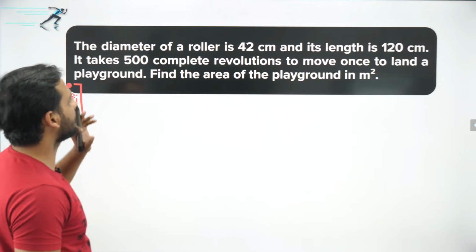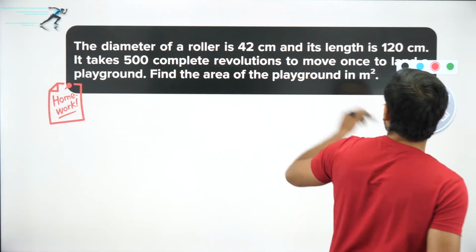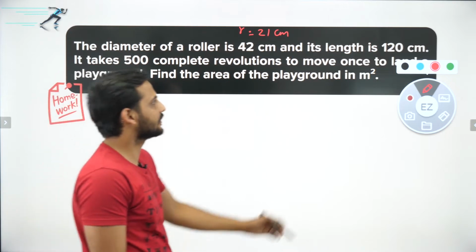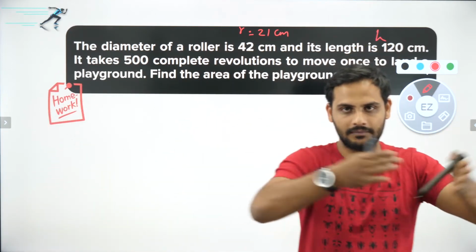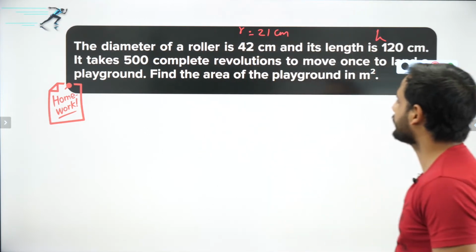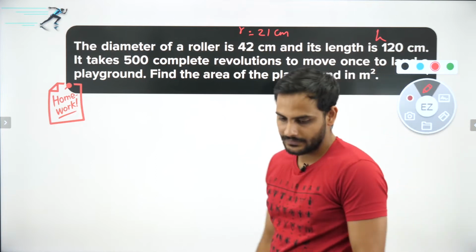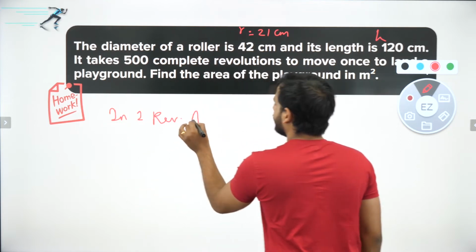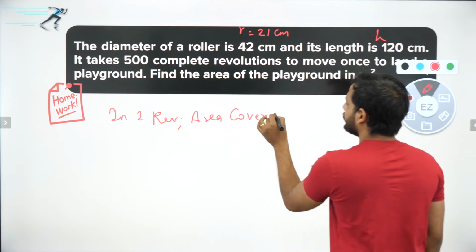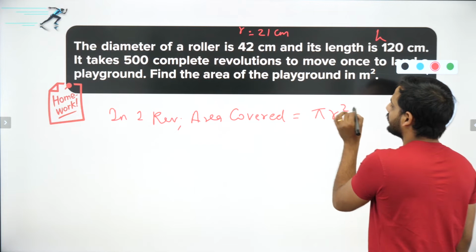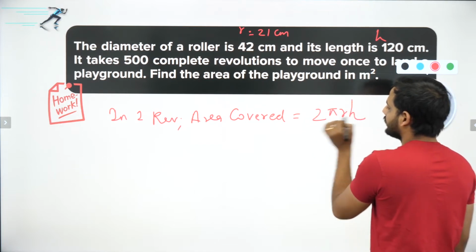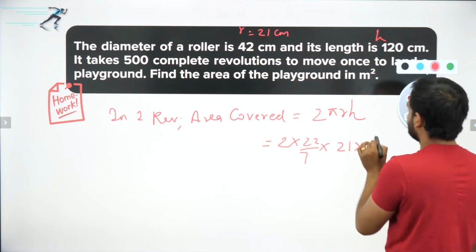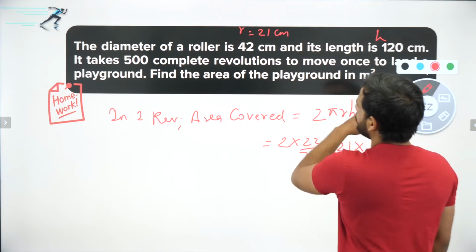Here the diameter of the roller is 42 centimeters, so I can clearly say that my radius is 21 centimeters and its length is 120 centimeters. Length means the height, the length of the cylinder, so this is your h. It takes 500 complete revolutions to move once over the playground. So in one revolution how much area will it cover? In one revolution the area covered will be equal to 2 pi r h. So 2 into 22 by 7 into r. What is r? 21, and h is 120. Here it is in centimeters, this is also in centimeters.